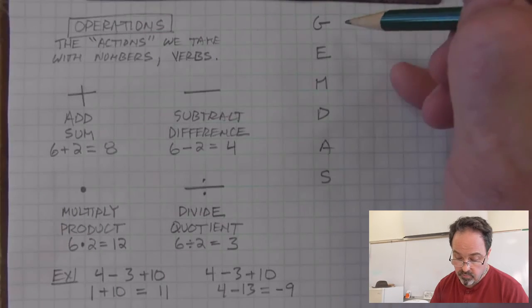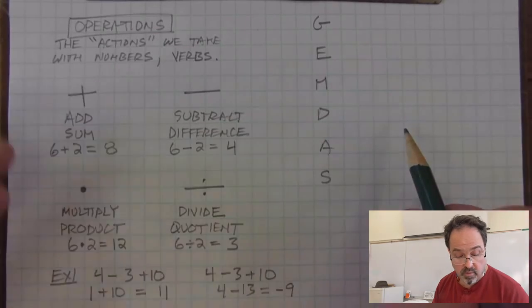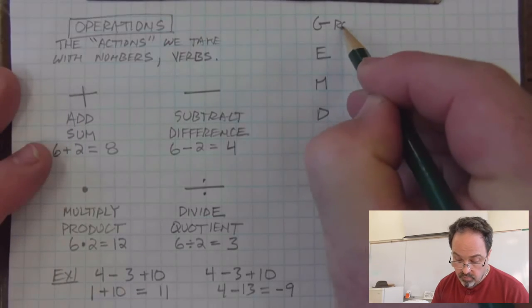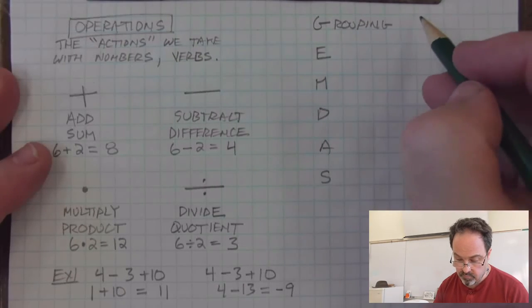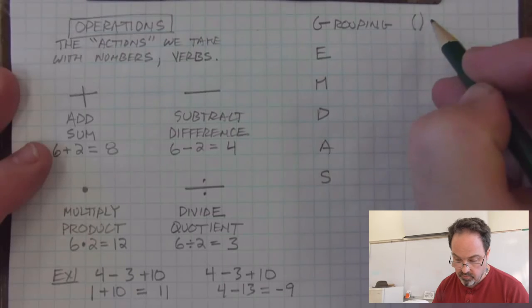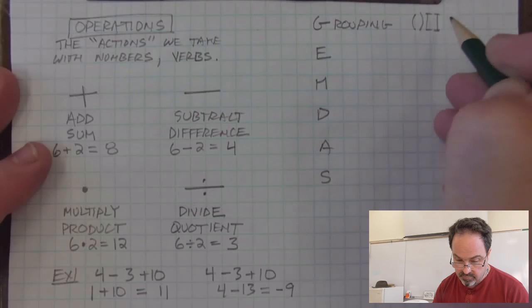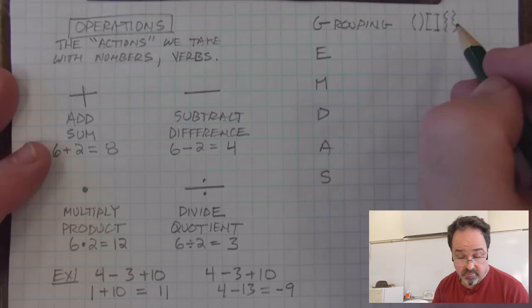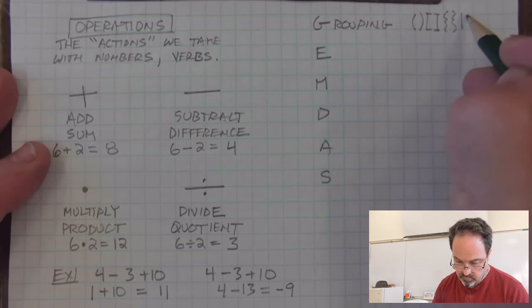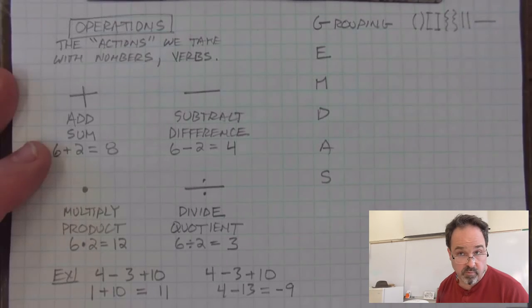And we follow this mnemonic GEMDAS to remind us of that order, where G stands for grouping symbols. Grouping symbols can come in the form of various parentheses, like a typical parenthesis, or square brackets, French braces or squiggly parentheses. Grouping symbols could also be what we'll later review or learn are the absolute value bars, and the division bar is also a grouping symbol.